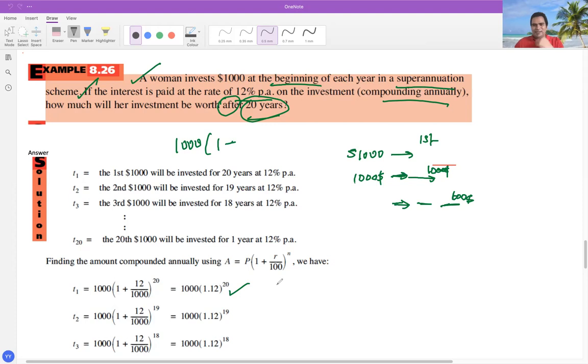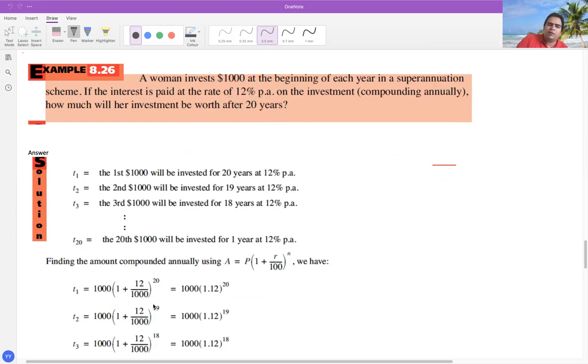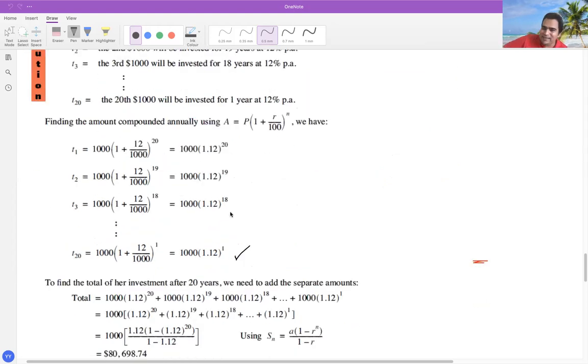And I'm calculating the interest at the end of December. So my money that I deposited 19 years ago will give me complete interest of 19 years, and the worth of that investment is going to be this: 1000 times (1 plus 12 upon 100) to the power 19. Similarly, the money that was in the bank for 18 years completely will give me this much of worth.